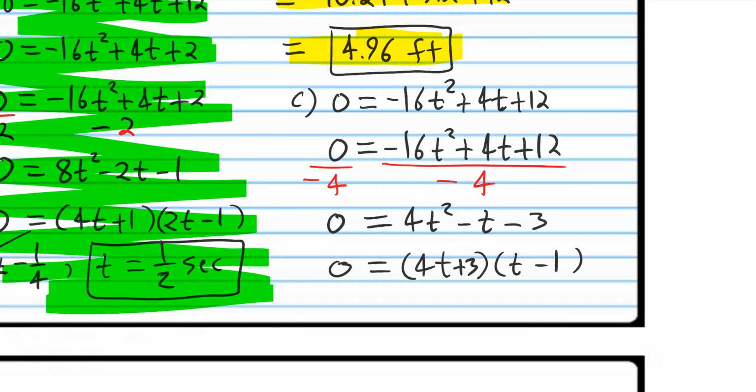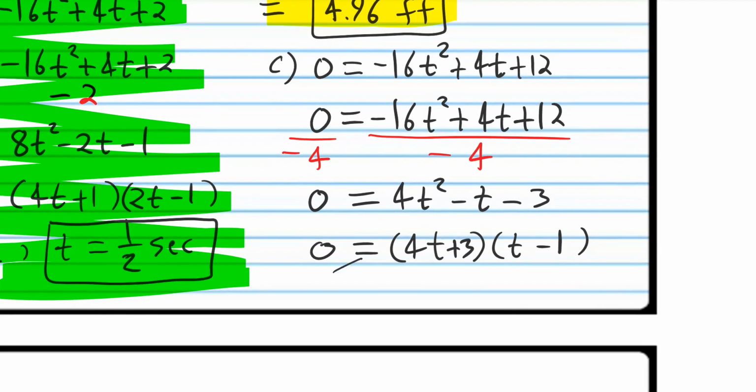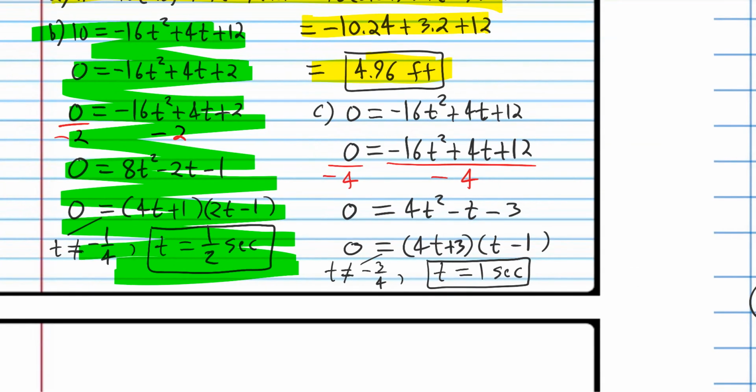Just double checking that everything looks good. So one answer is negative 3/4 seconds, but that's not correct. The other answer is 1 second. So it takes 1 second for the rose to hit the stage. So if you got that answer, good job.